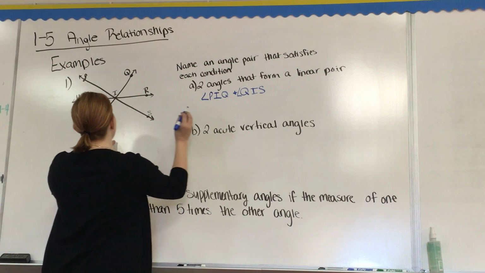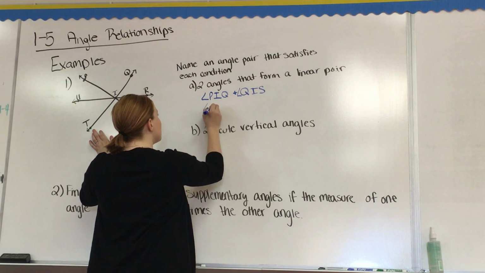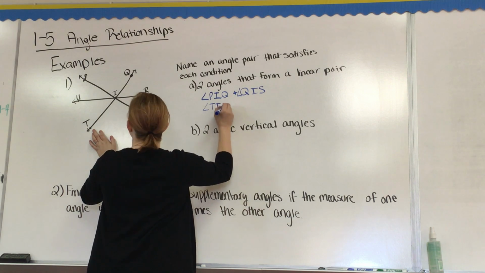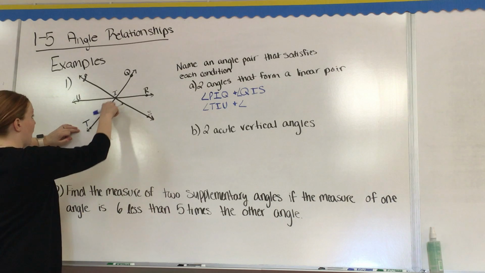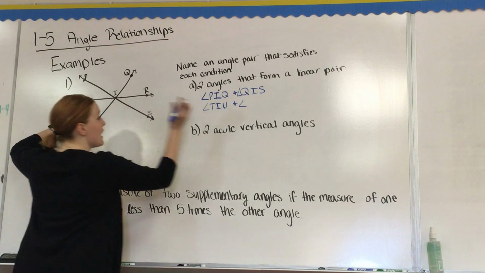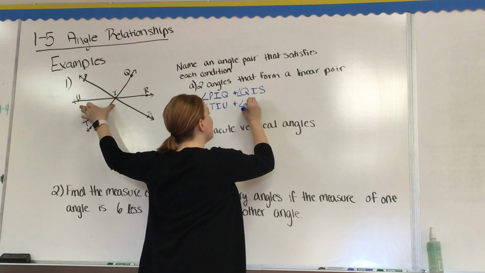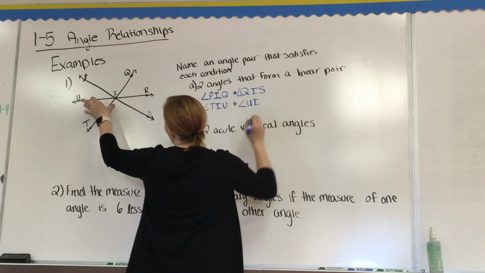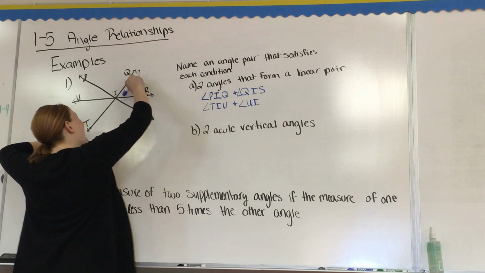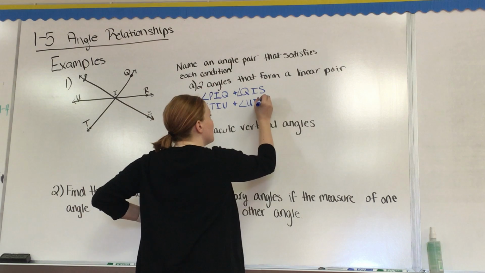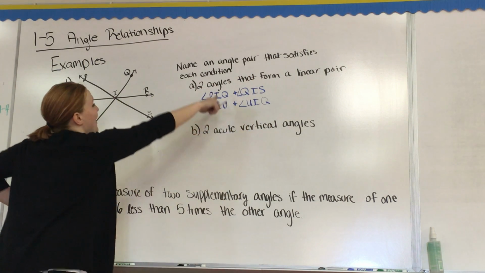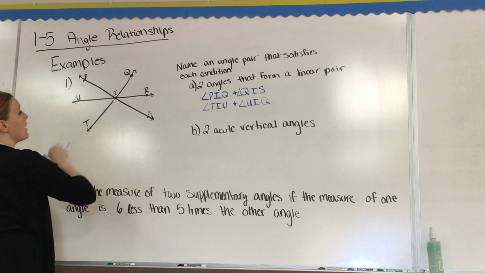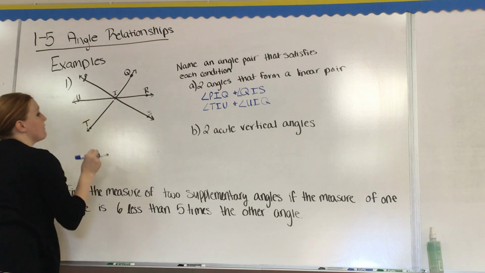Another option would be angle TIU, and we have to share a side, so UI, and then we have to make this T into a straight line, which makes it go up to Q. Remember that your vertex is always in the middle. See how my I is always in the middle? I always have to go there first.